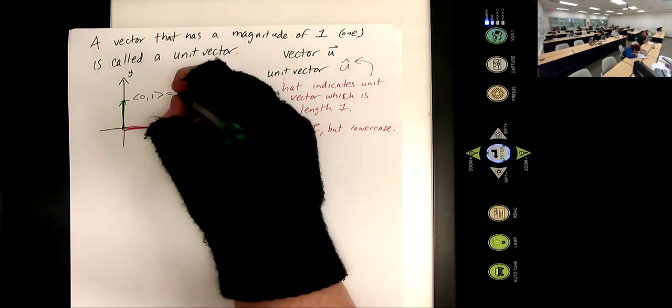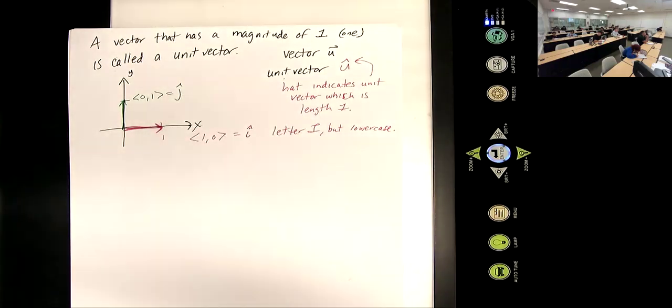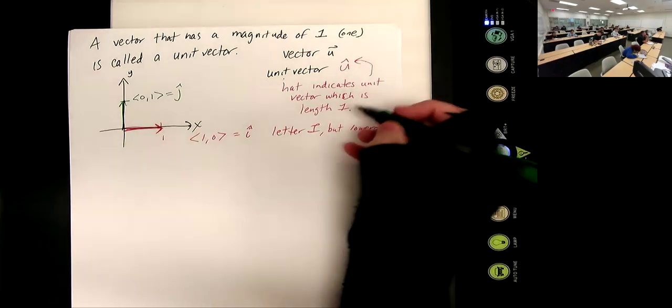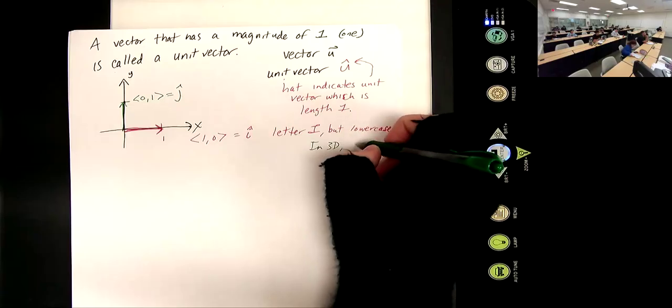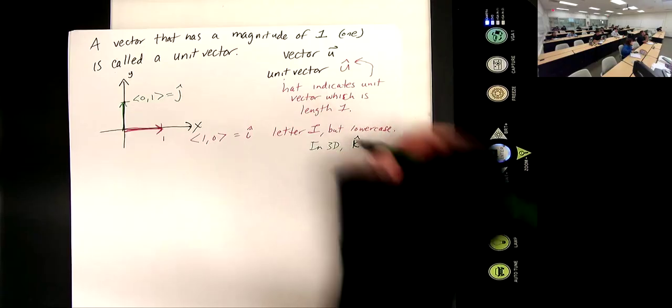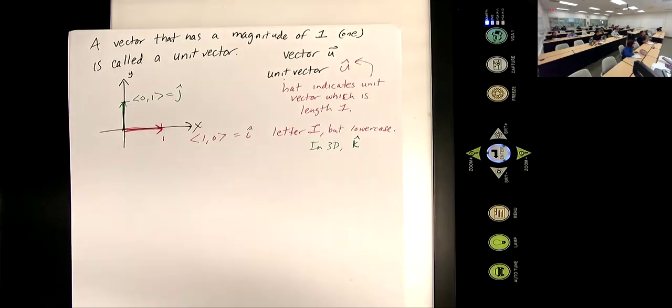They call that vector j. i, j. In 3D, the third one is k hat. i, j, k. We don't often use these letters in algebra, that's why.